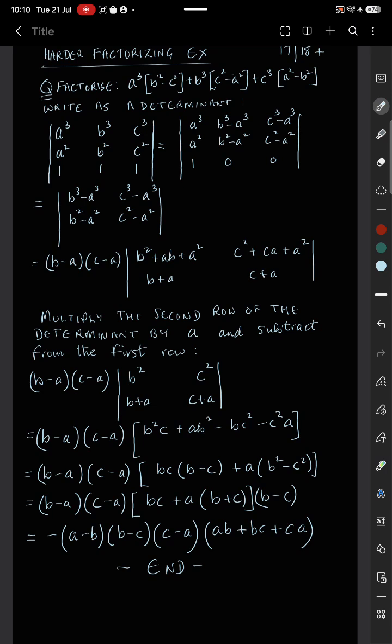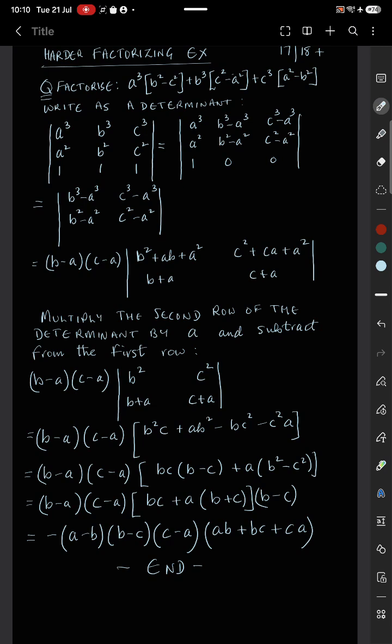We're going to multiply the second row of the determinant by a and subtract from the first row. So that will give us the b minus a, c minus a, which you already have. And inside the determinant, on the first row will be b squared and c squared, and the second row will be b plus a and c plus a.